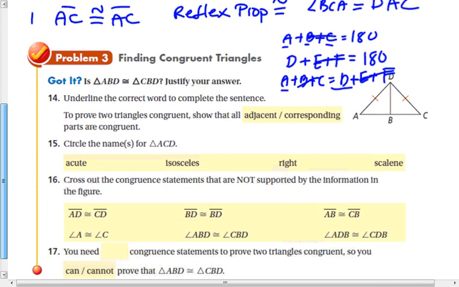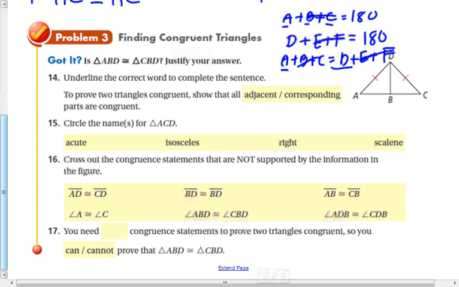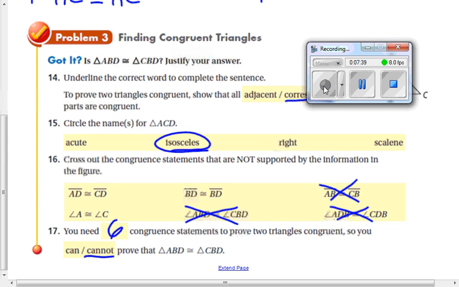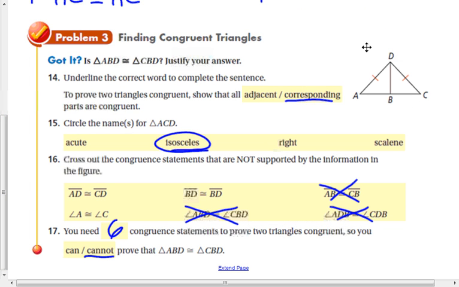All right, you try that. All right, so this one you don't really have enough information to allow you to prove that they're congruent. Remember on the last one we had the right angle here, and that helped a lot.